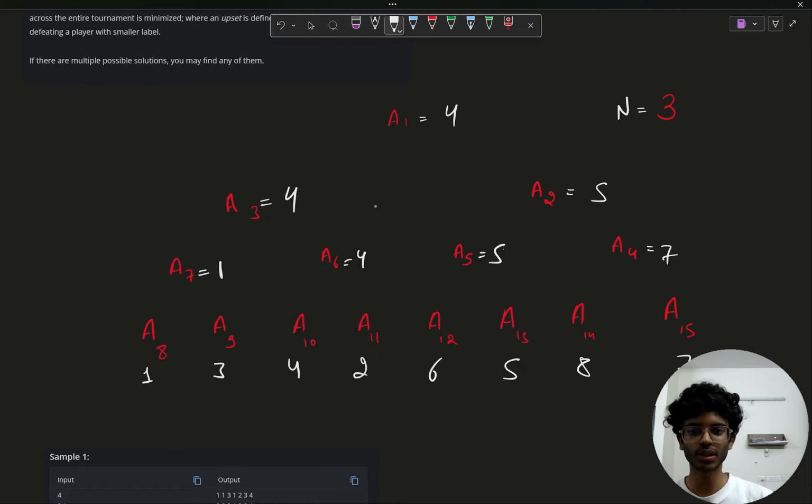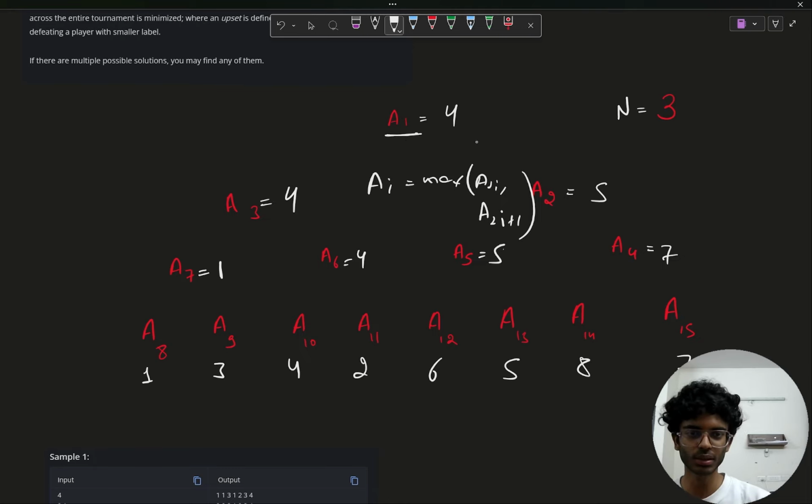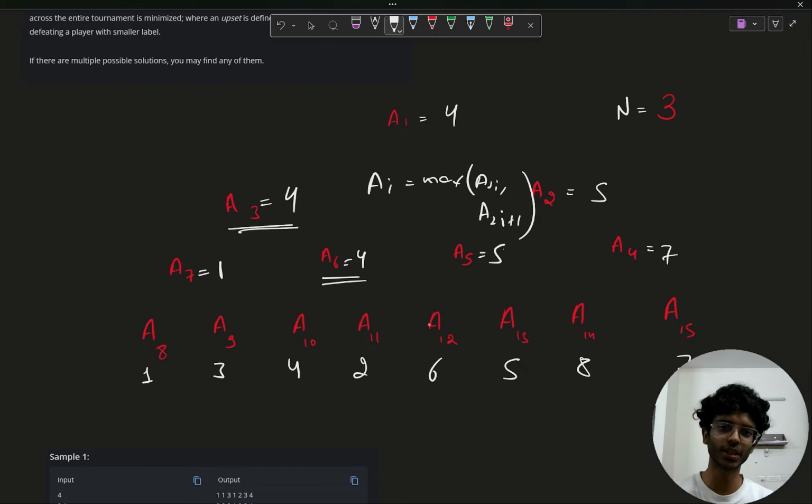Now the number of indices where A of i was equal to max of A of 2 times i, A of 2 times i plus 1, in this case is 1 over here, 1 over here and 1 over here. So there are just two indices where A of i is equal to max of A of 2i, 2i plus 1. And in general, our winner is W, like W is equal to 4. And in general, we just need to minimize the number of such indices such that the winner is a particular person.